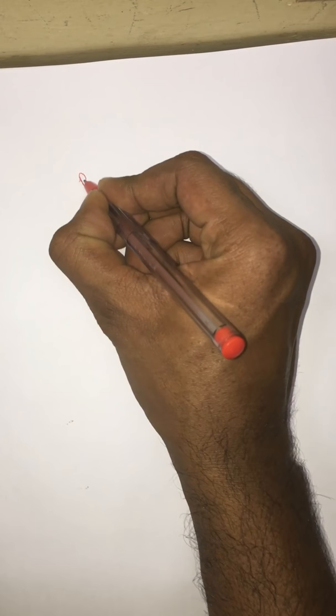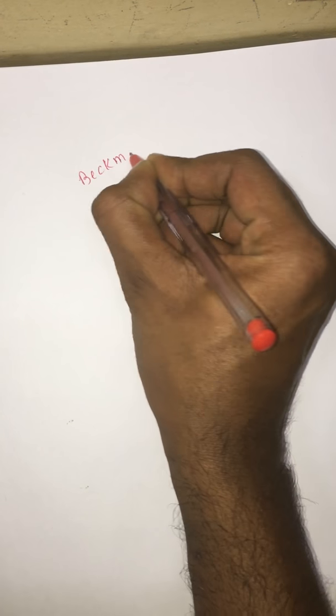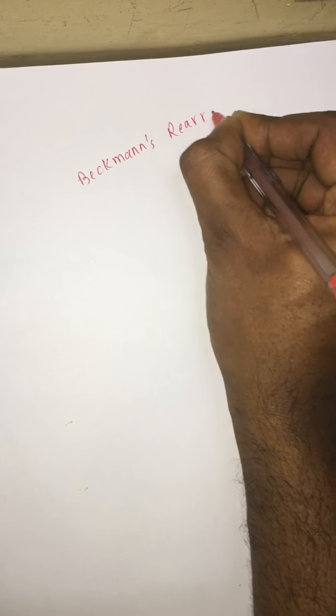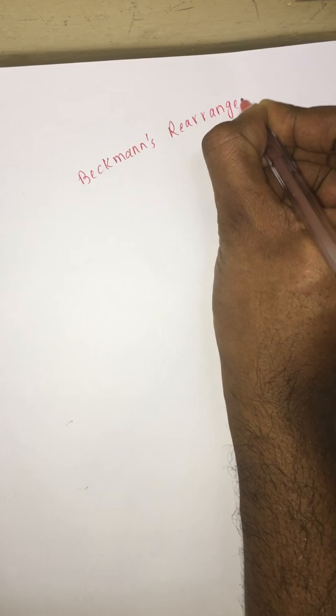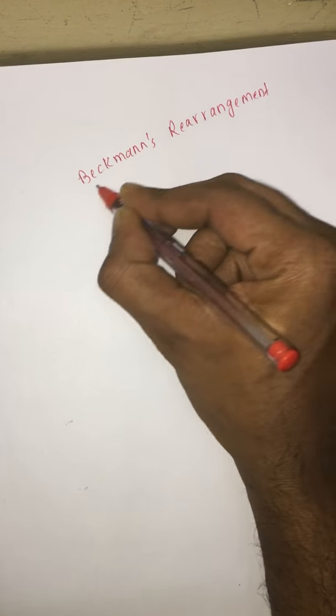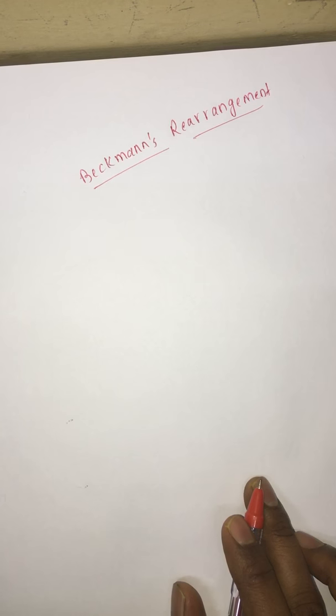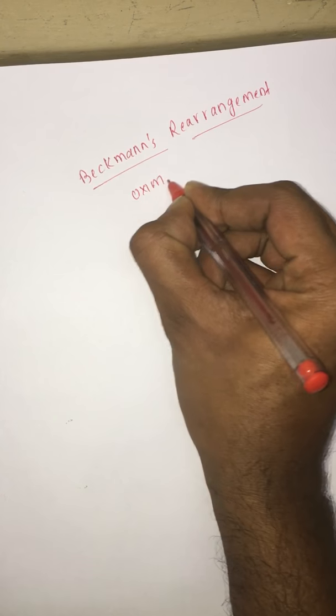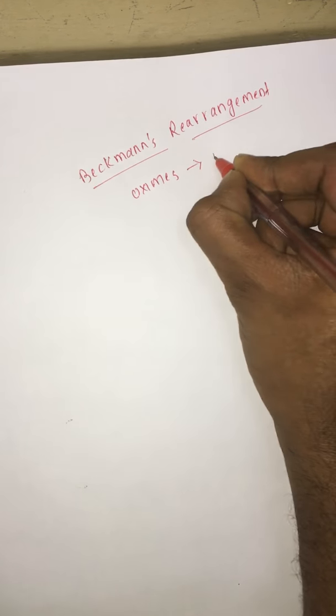Today we are going to talk about the Beckmann's rearrangement. So this is one of the important rearrangements from the examination point of view. In the Beckmann's rearrangement, if you see, oximes will get converted into amides.